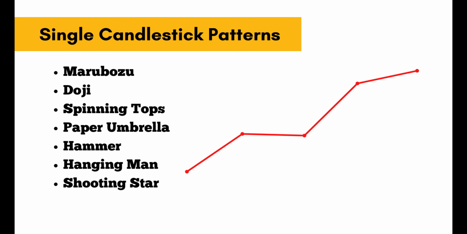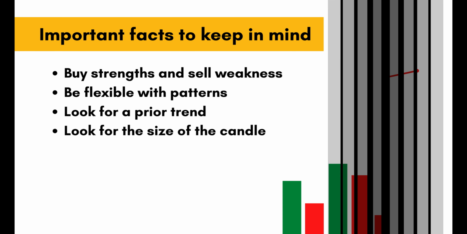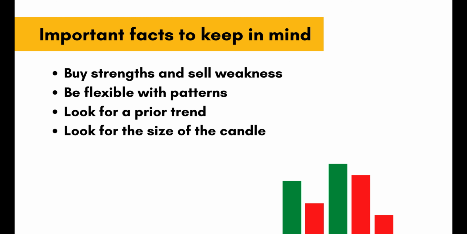However, before I discuss each of these patterns with you, there are a few things that I want you all to remember. The first fact to keep in mind is to buy strength and sell weakness. By this I mean that buying should be done on a green candle day, while selling on a red candle. Bullish candle represents strength and probable buying activity, implying a rise in share price due to the demand. However, bearish candle represents weakness and the selling activity implies a fall in the share price.